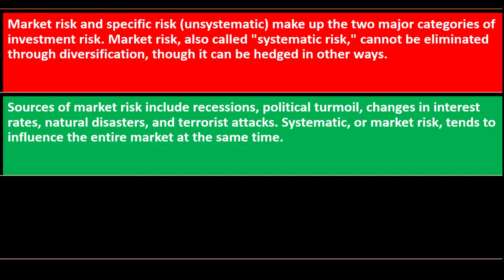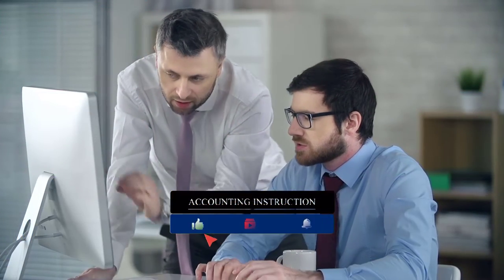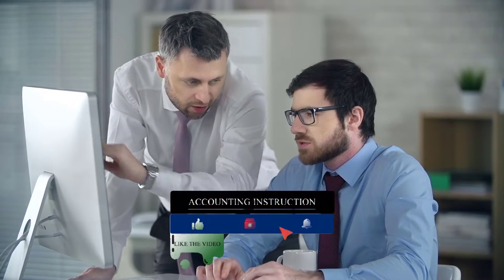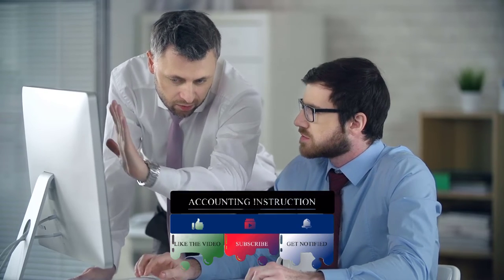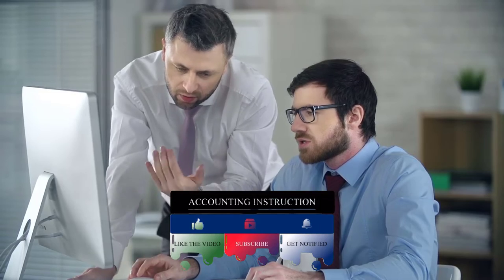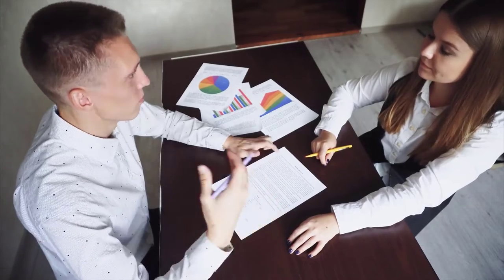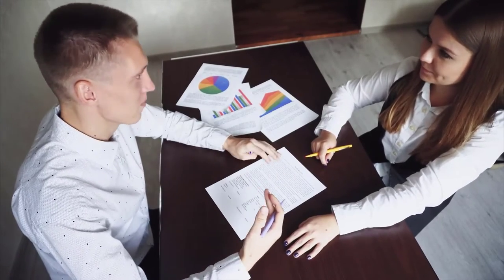Systematic or market risk tends to influence the entire market at the same time. This can be contrasted with unsystematic risk, which is unique to a specific company or industry. So unsystematic risk is the normal kind of circumstance where you might be saying, hey, look, this particular industry, this particular company might not be in the best circumstances given the market conditions, but it might be a good circumstance for other industries, for other companies. In other words, conditions change all the time, but generally those conditions will be more beneficial to certain industries and certain companies, less beneficial to others.